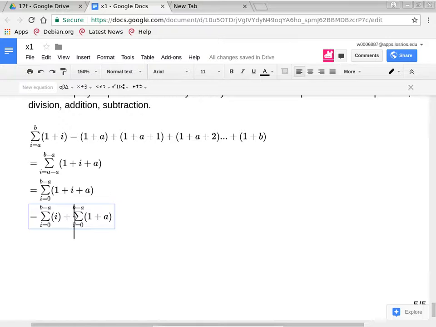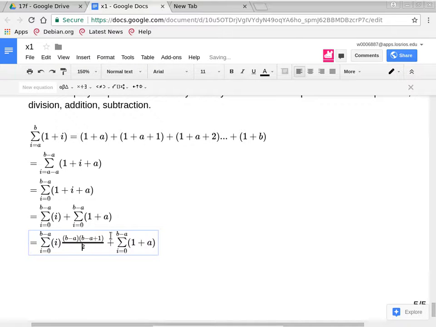So then we take this and we go, well, the first one we recognize. This one here. So the first term is a fraction of b minus a times b minus a plus 1, the whole thing divided by 2, because that is the one that we already recognize, which is a sigma notation from 0 to whatever number. Is that okay? Because we're just replacing n with b minus a. So now we have the second one to deal with.